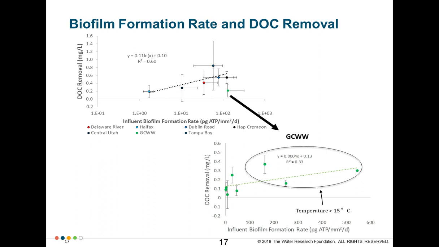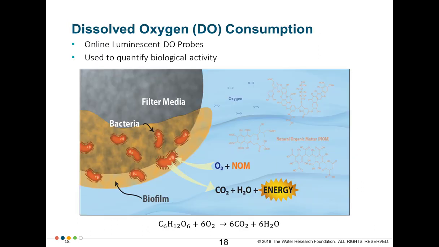But when we look at this facility in particular, we saw that they did still have a positive correlation between influent biofilm formation rate and DOC removal, especially when the temperature was elevated above 15 degrees Celsius. So again, there's a little bit of scatter here, but there is a correlation in terms of higher bioactivity and higher DOC removal. So this is important when we're trying to understand the process and make sure that we're characterizing biological activity accurately.